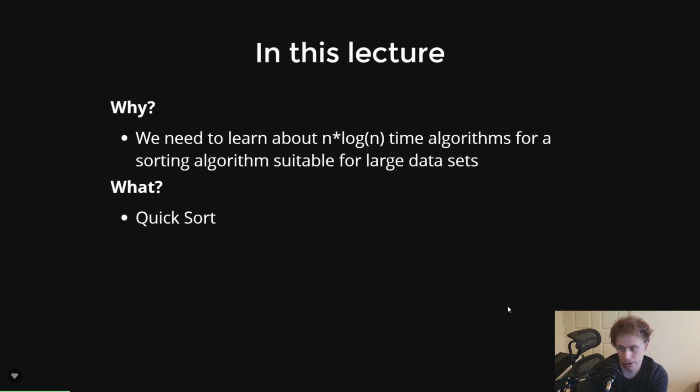Now, the reason we're learning about quicksort is the exact same reason we're learning about merge sort. It's because for large data sets, we really need an algorithm that isn't n squared time in the best case, or potentially average case. And quicksort's just another way of doing that.